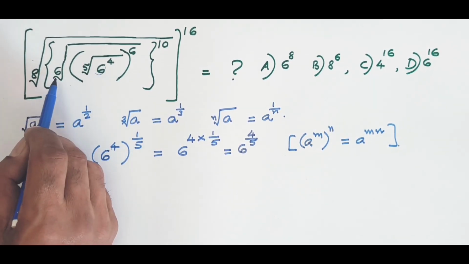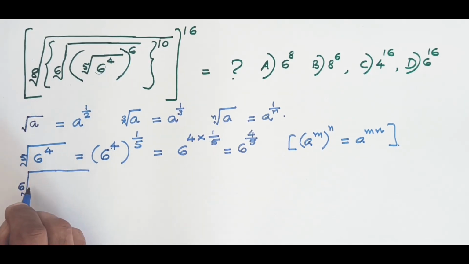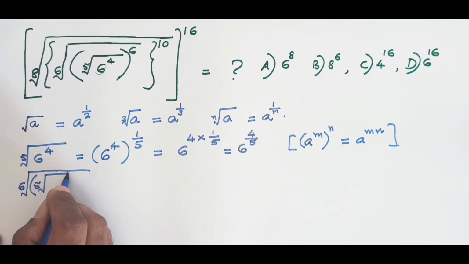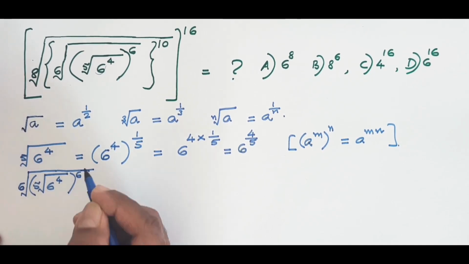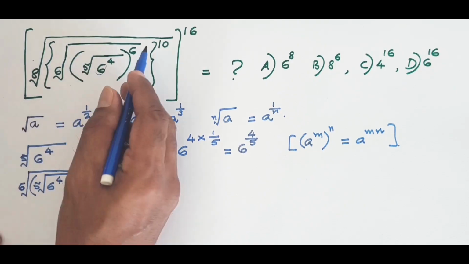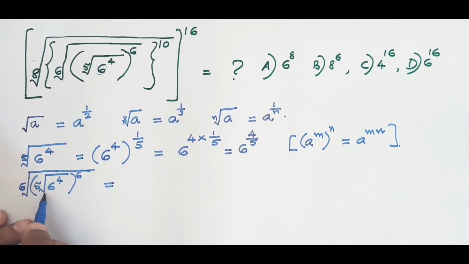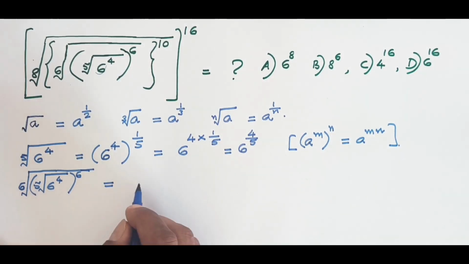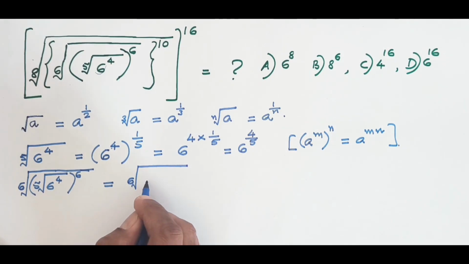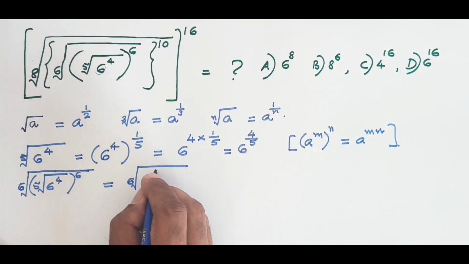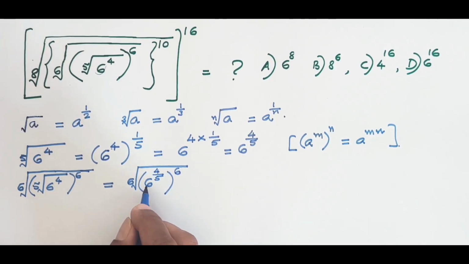Now let me move to the next expression. Let me write this whole expression. Sixth root of fifth root of 6 to the power of 4, the whole to the power of 6. Okay, I'm taking this part. The numerical expression inside the simple bracket, we have simplified to this form. So let me substitute that here. So sixth root of this I am going to replace by this 6 to the power of 4 divided by 5, the whole to the power of 6.